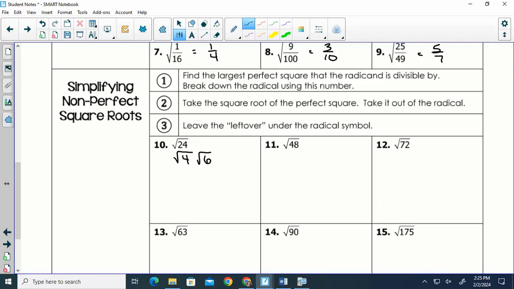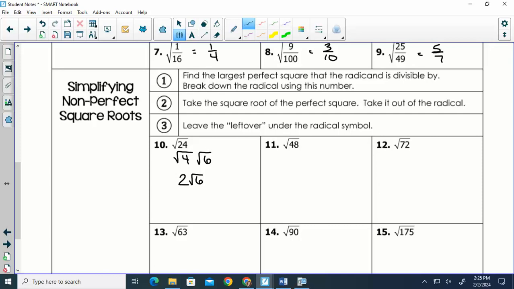What is the square root of 4? Once you take that square root, it comes out. Can I do the square root of 6? It's not a perfect square, so that stays. Now do me a favor, type 2 square root of 6 on your calculator.